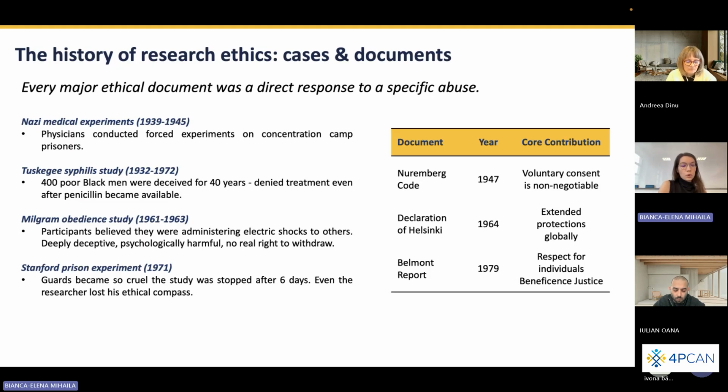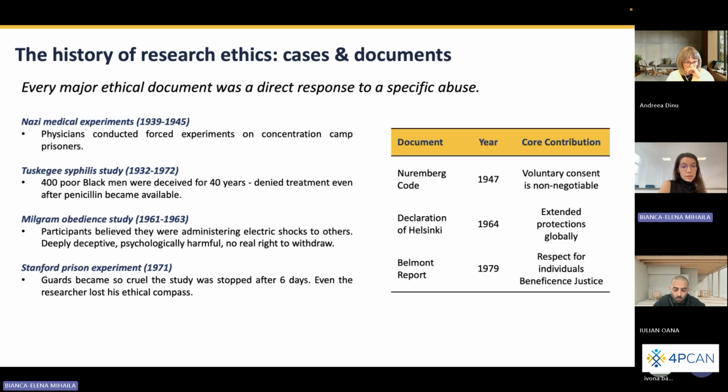And due to these horror experiments, the international community was outraged by these experiments, and they asked to write down what should have been somehow obvious, that voluntary consent is not negotiable, and this became the Nuremberg Code in 1947. Unfortunately, even though this code was active, the abuses did not stop.